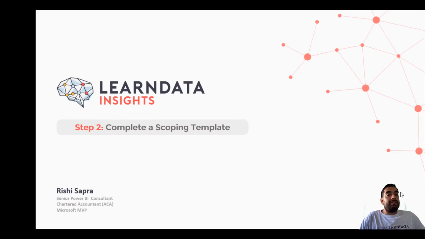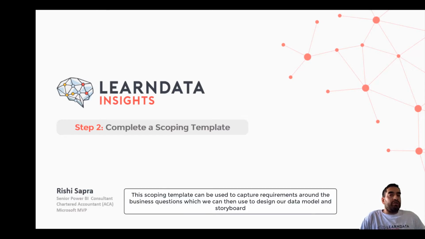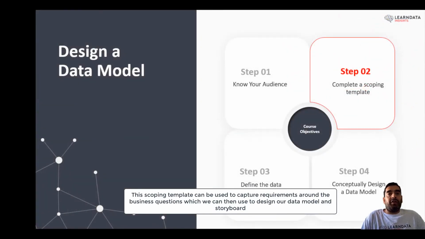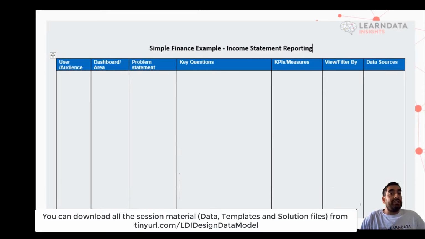So the next step in designing a data model is to complete a scoping template. And this template will allow us to take those user stories and be able to identify the business questions that we want our report to capture. And the template is a simple Word document that I use in many of my community and commercial examples, and that you can download from the link shown here.